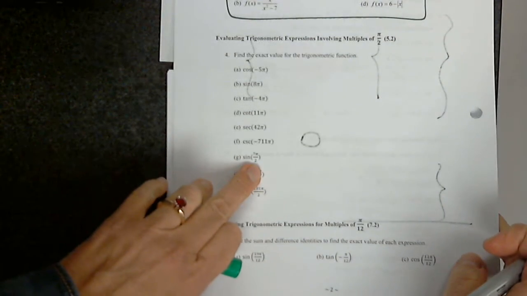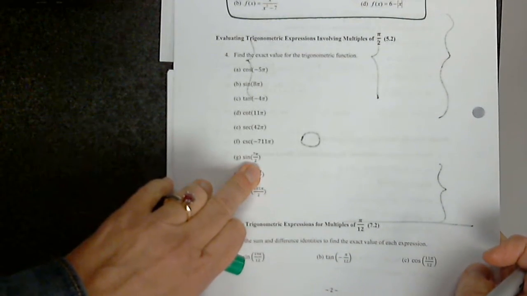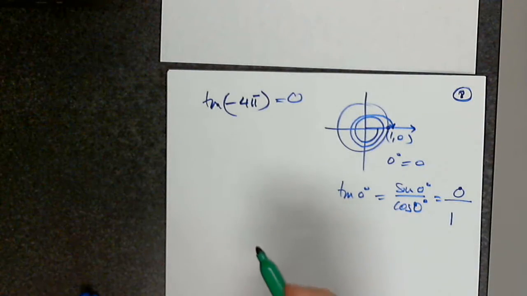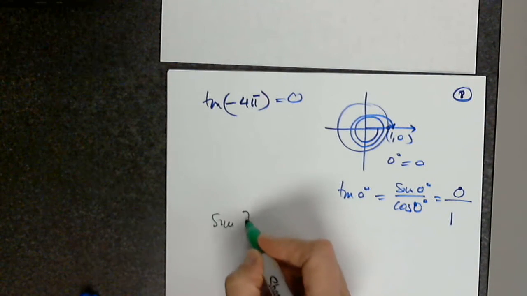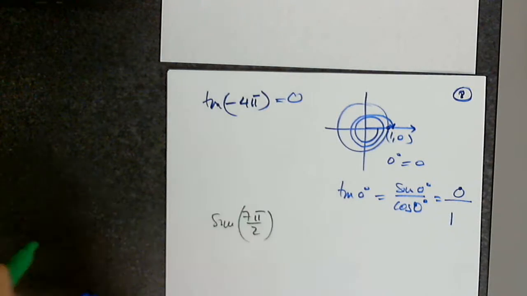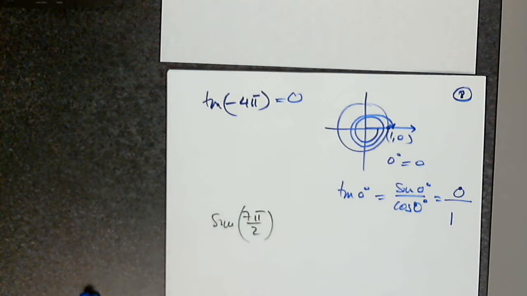Seven pi over 2? Yes? Okay, very good. So we want to find sine of 7 pi over 2. Any questions on the previous problem? Shane, are you okay?